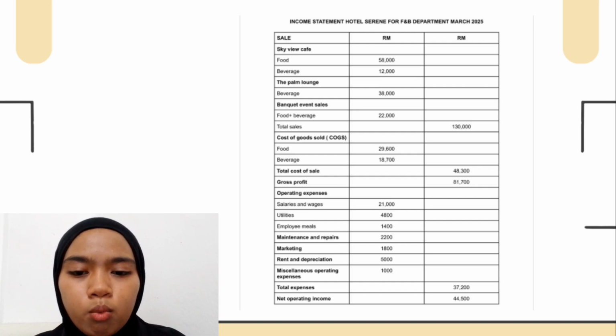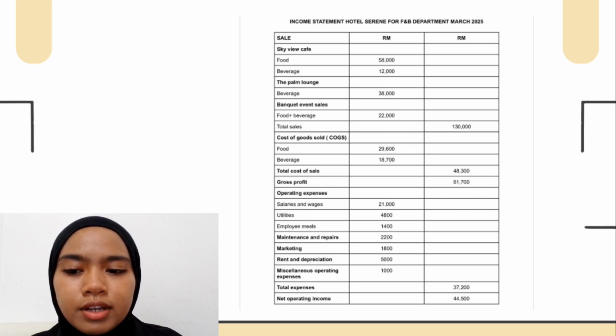Total sale is 130,000. Cost of goods sold for food is 29,600 and beverage is 18,700, and total cost of sale is 48,300, and gross profit is 81,700. Operating expenses include salary and wages, utility, employee meal.